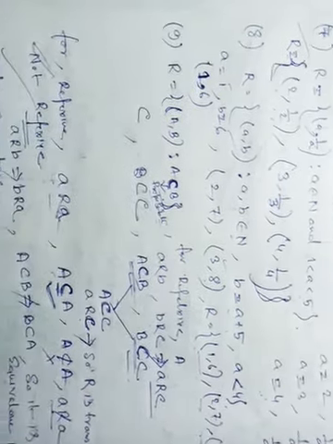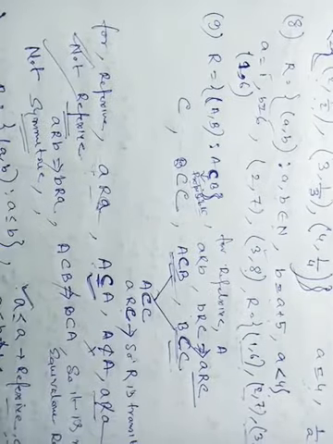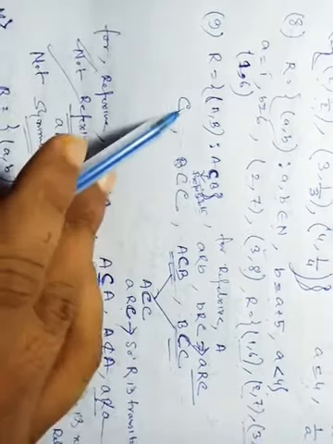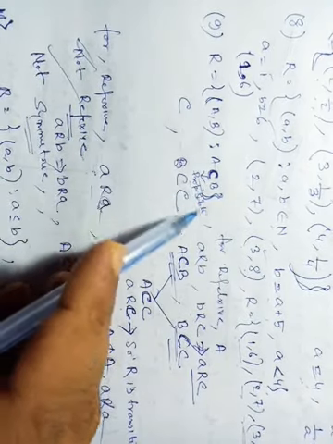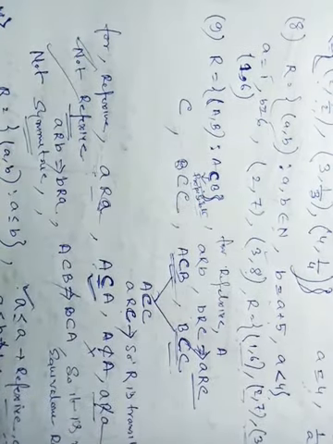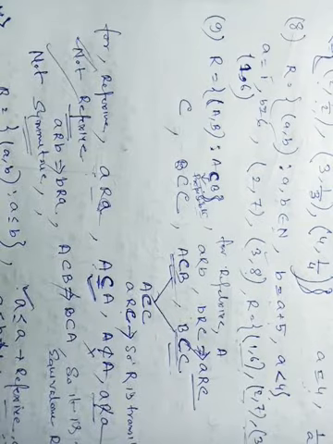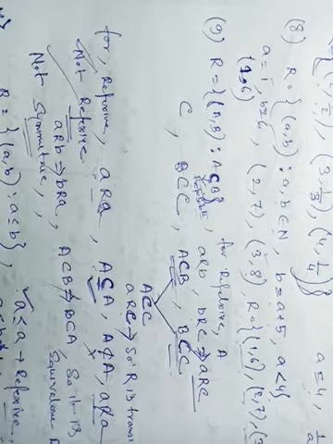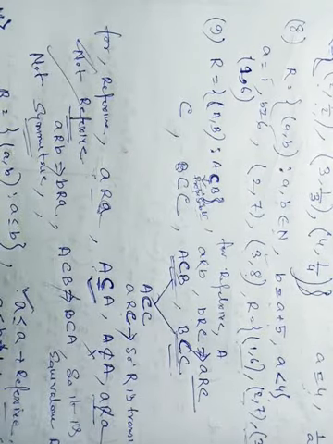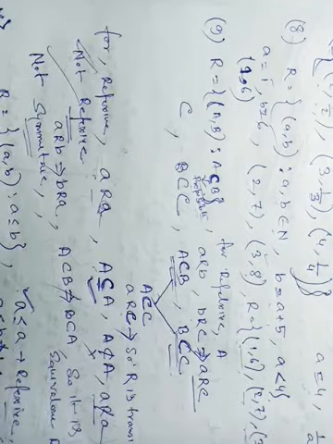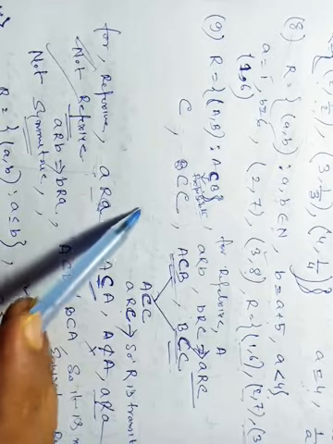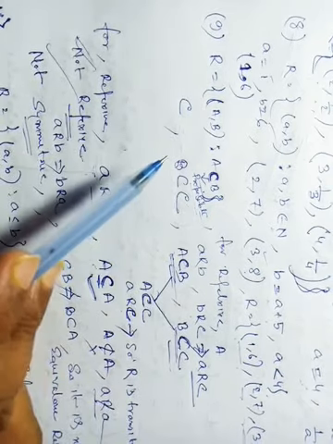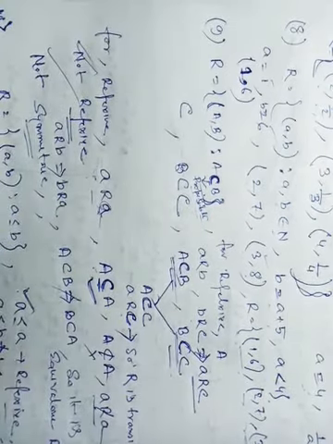Next, students, come to question number 9. (A, b) such that A is a proper subset of B. We have to show whether this relation is reflexive, symmetric or transitive. For the reflexivity test, we have to show that a is related to a for all a belonging to the set A.